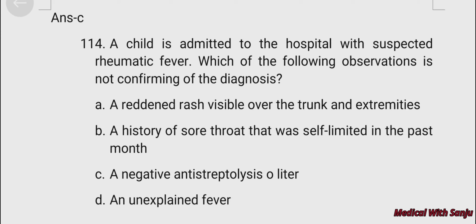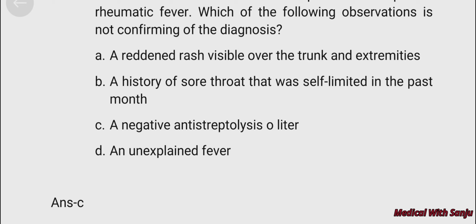Rheumatic fever is caused by untreated group A beta hemolytic streptococcus infection in the previous 2 to 6 weeks, confirmed by a positive anti-streptolysin O titer. Rheumatic fever is characterized by red rashes over the trunk and extremities as well as fever and other symptoms.